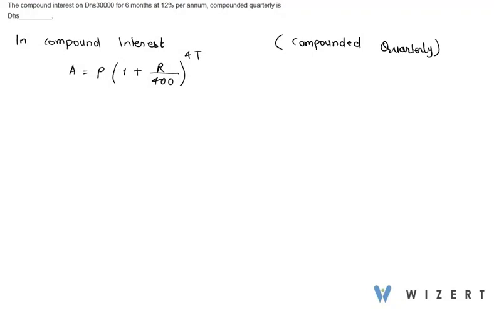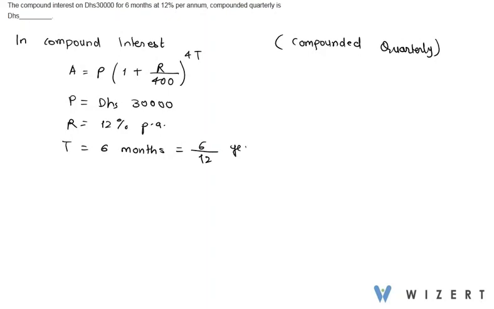So what we do, we simply replace values here. We are given P as 30,000 dirhams, R as 12% per annum, T as 6 months, which we have to convert to years because T in this formula is in years. So that will be 6 by 12 years. So let's simply put this.